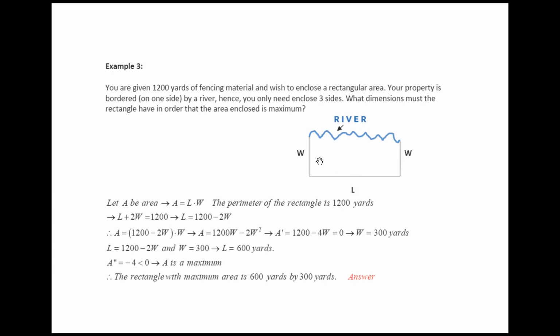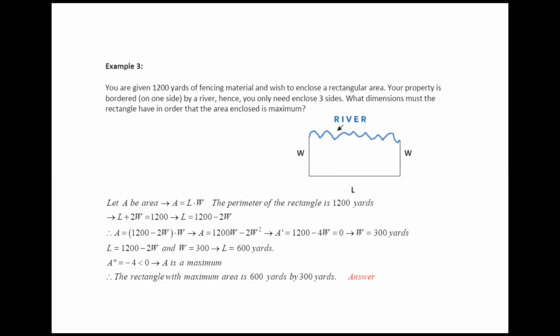So again, area of a rectangle is length times width. The perimeter is 1,200 yards, okay? So now what we need to do is find a relationship between L and W and the 1200. Now, before, remember, it was 2 L's plus 2 W's because we fenced in this side, this side, this side, and this side. This time, we're not going to fence in but these 3 sides. So our relationship is going to be L plus 2W. That's the fence we're going to use, and it has to add up to 1200.